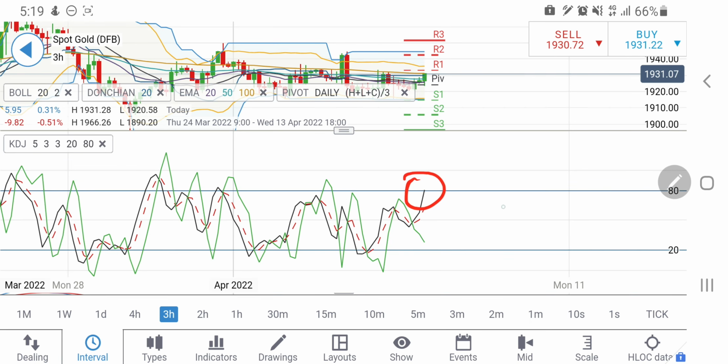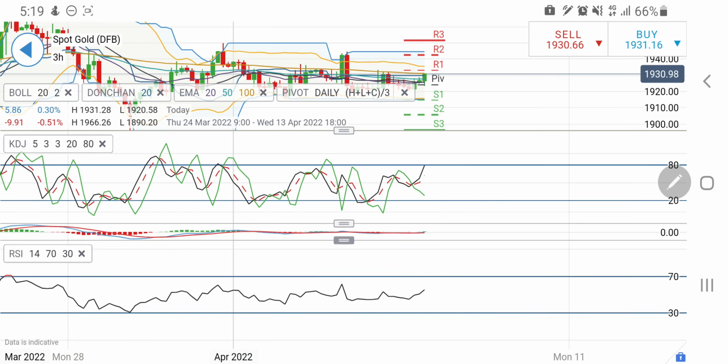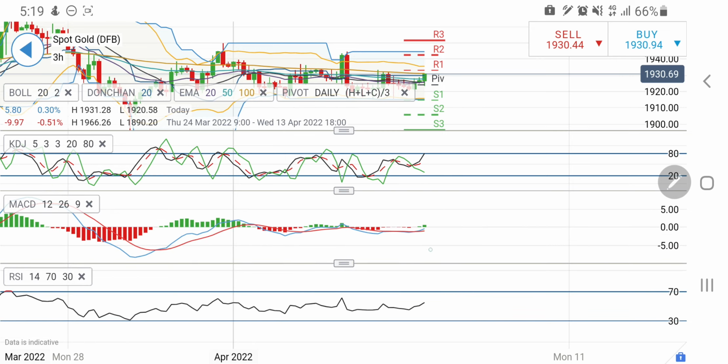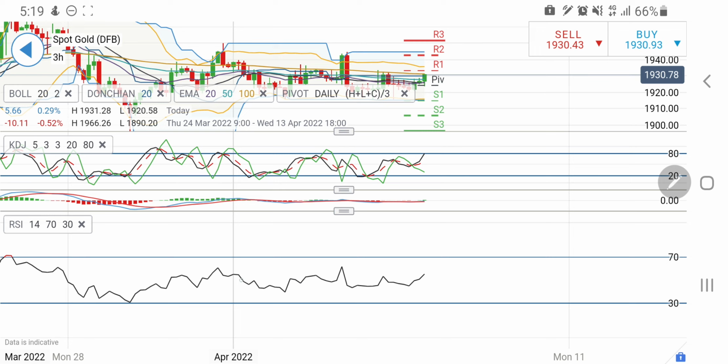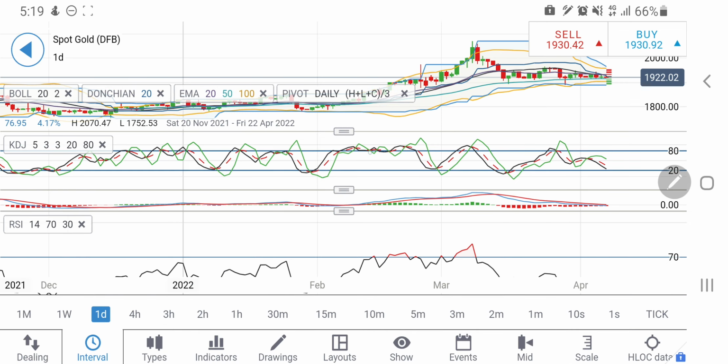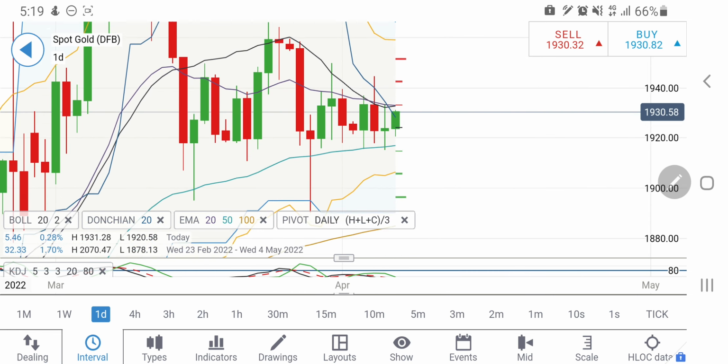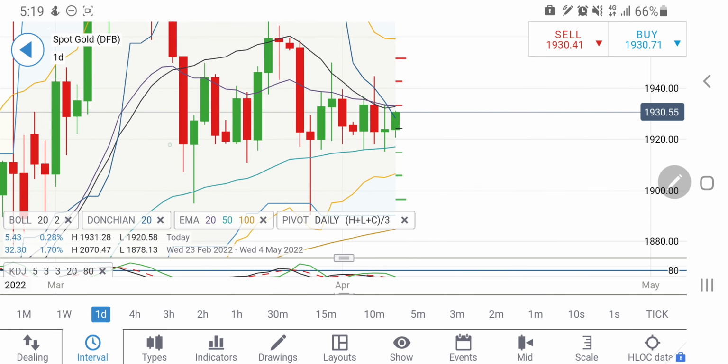Look at the stochastic looking upwards and trying to enter the overbought zone. MACD is still on the buy side. It has just crossed over onto the buy side, and RSI is not showing any symptoms there. Now look at the daily charts. On the daily charts, a couple of observations. See, strong support here, and this is the zone, and hence the high at around 1940 can be expected, which is a very strong resistance zone.